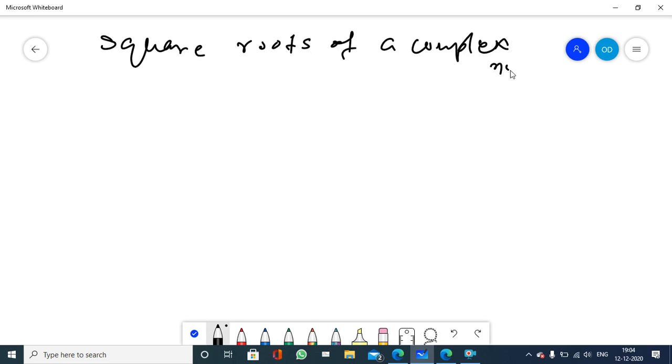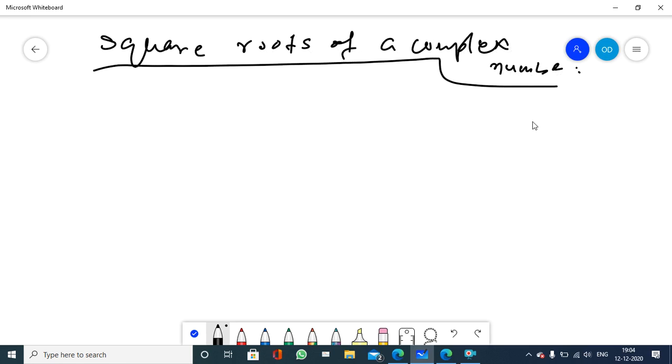Okay. So now we are going to study how to find the square root of a complex number. The topic is square root of a complex number. Now you remember that in the case of real numbers, I give you any real number, positive or negative.